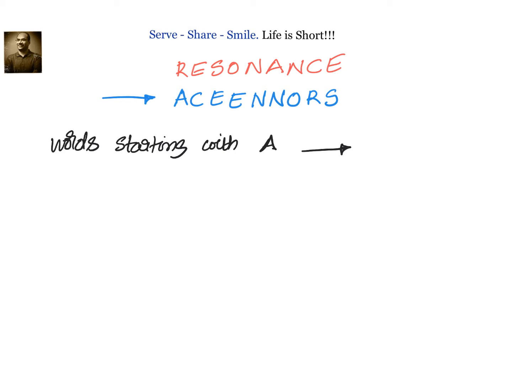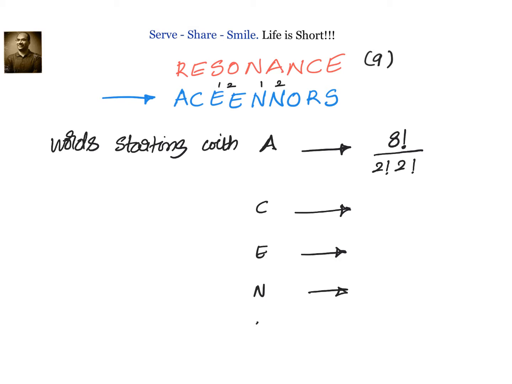So RESONANCE is a 9-letter word. Out of that, A is fixed. That means 8 slots are available. So factorial 8. Then for duplications, we have 2 E's and 2 N's, so we can write factorial 2 into factorial 2. Remember, we have to cross A, C, E, N, O, then only we can go to R. So I will write down C here, E here, N here, and O here.